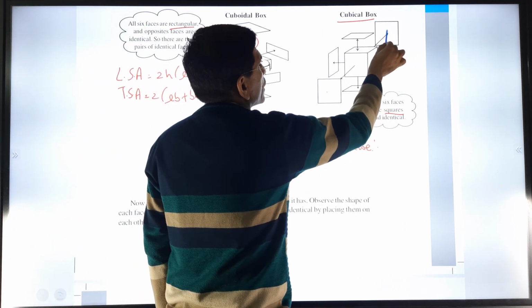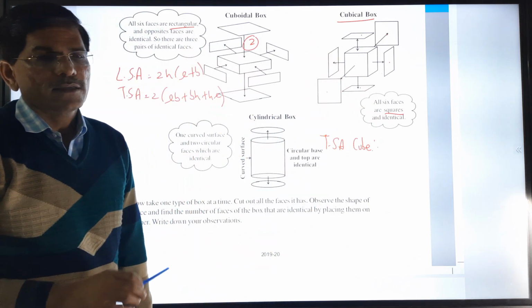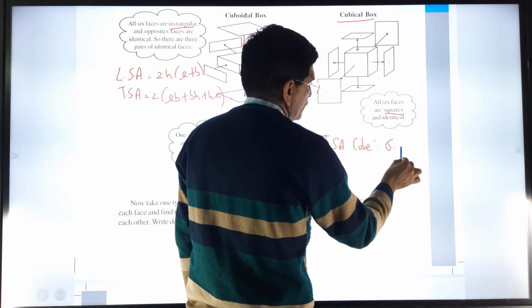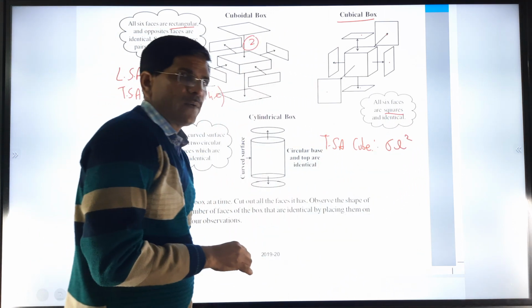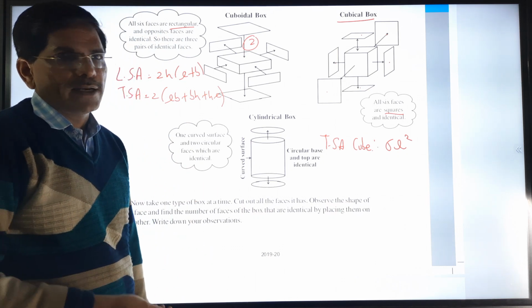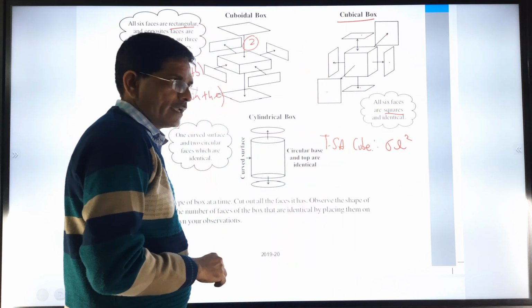1, 2, 3, 4, 5, and 6 squares are there. There are 6 squares, so I have to write 6L square. And we know the formula for the area of a square, that is side square. We can take the side as L, or we can take the side as a.